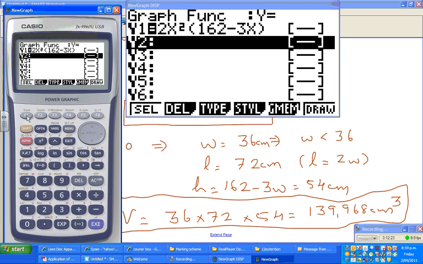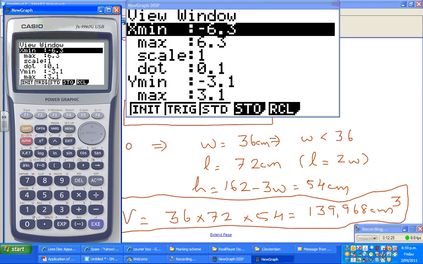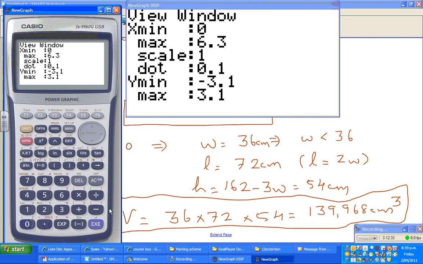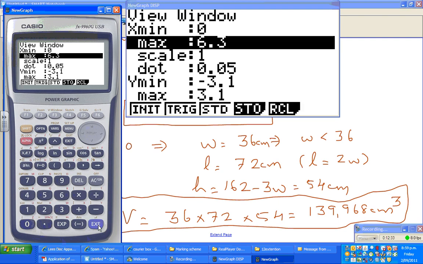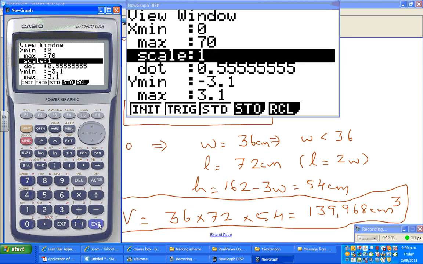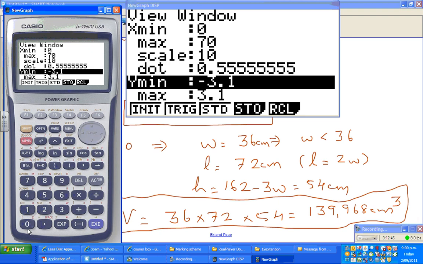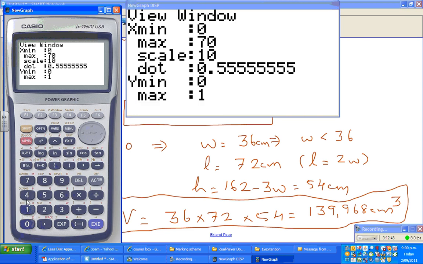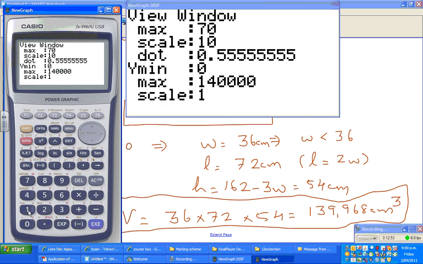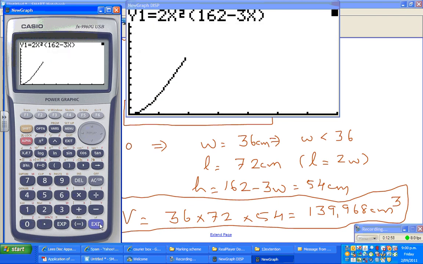Now I have to set the scale. Shift, V-window. I know the width has to be 36, so on my X axis I'm going to go from 0 to, say, 70. Anything more than 36 will do. Scale of 10. Don't do anything in the dot. On the volume axis I'll go from 0 to 140,000, scale of 10,000, and then draw the graph and see how it looks.